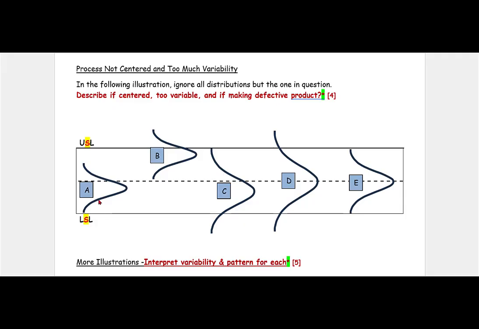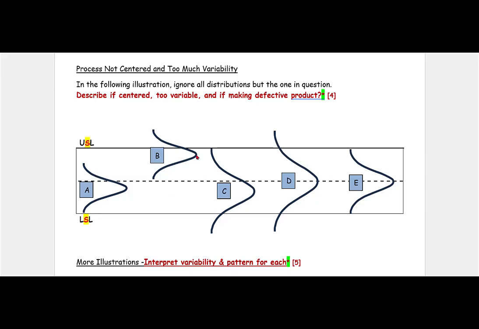So, first one, centered. Does this line up with this? No, it is not centered. Variability, is it too variable? This distance is smaller than the engineering specifications, so the variability is acceptable. Is it making defective product? There is nothing hanging below or above the specification limits, so it is not making defective product.